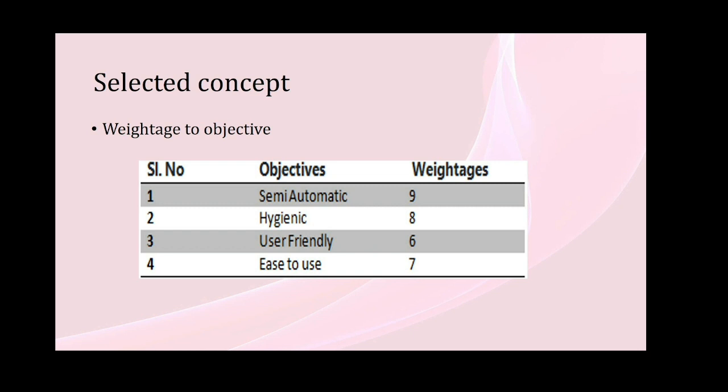The weightage of our objectives is, first one is semi-automatic, it has the weightage of 9. Second one hygienic, it has the weightage 8. Third one user friendly, it has the weightage 6. And the fourth, easy to use, it has the weightage 7.